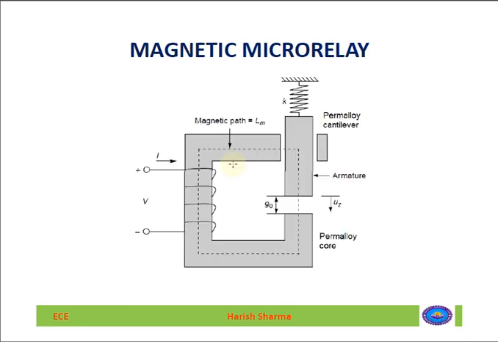Next is the magnetic micro relay. It consists of this permalloy beam core and this permalloy cantilever. It's a property of an electromagnet: when current flows through this coil, it will try to make the shortest path. So it will pull this permalloy cantilever downward to make a complete path. As it moves downward, it will make contact, so it will conduct the current also. So it can be used as a relay.